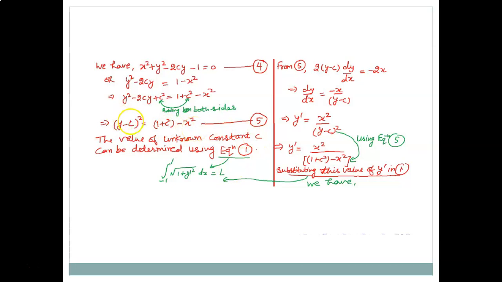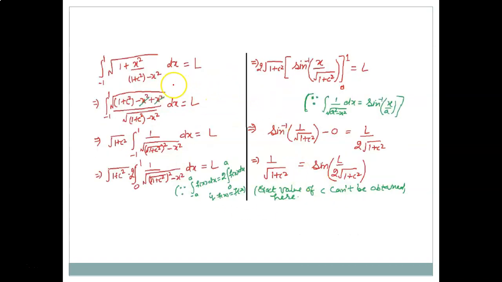Now from equation 5, if we differentiate on both sides with respect to x, we get this. So dy by dx is this and y dash comes out to be this. Now because you have obtained the value of y dash, but here you have to eliminate this y minus c. The value of this y minus c can be obtained from equation number 5 and substituted over here. So after substituting the value of y dash in equation 1, we have this quantity. Now a further simplification gives rise to this type of form.